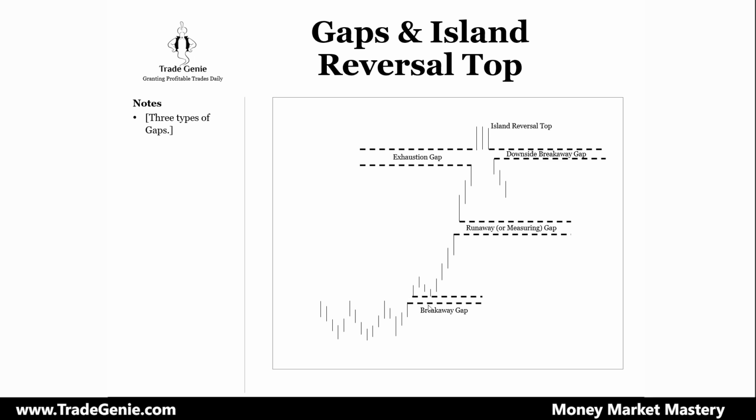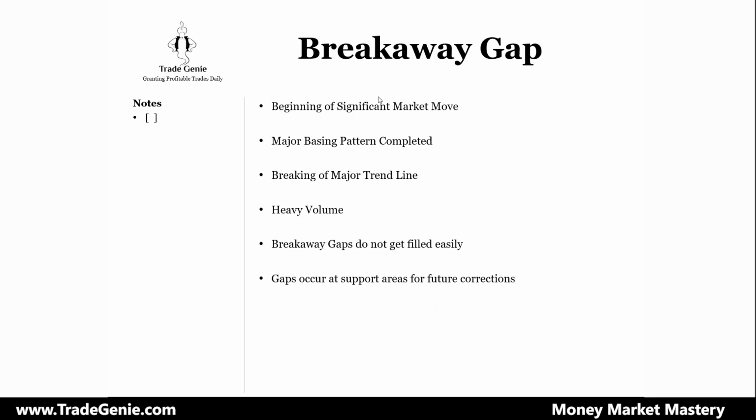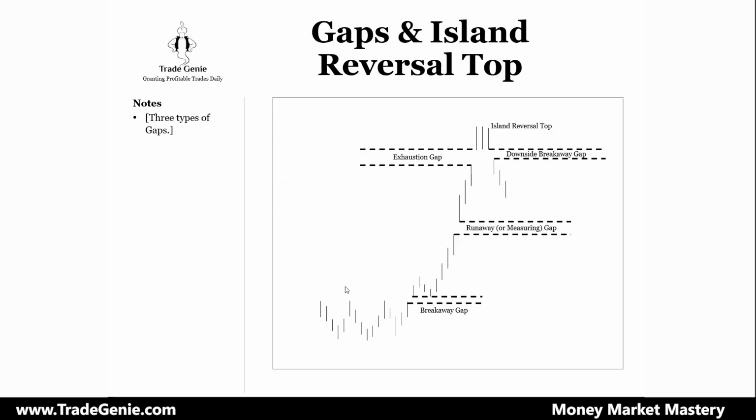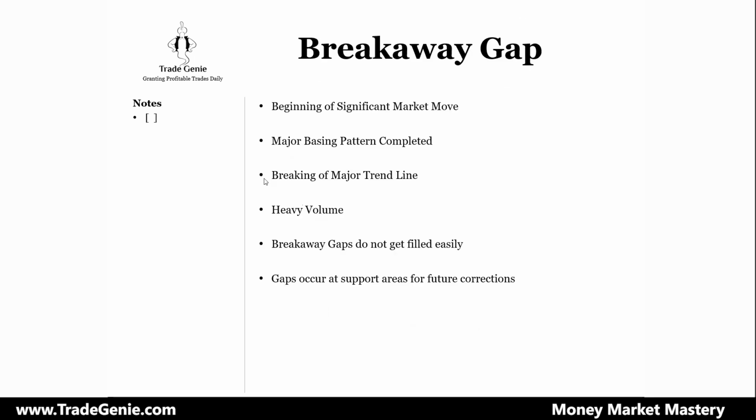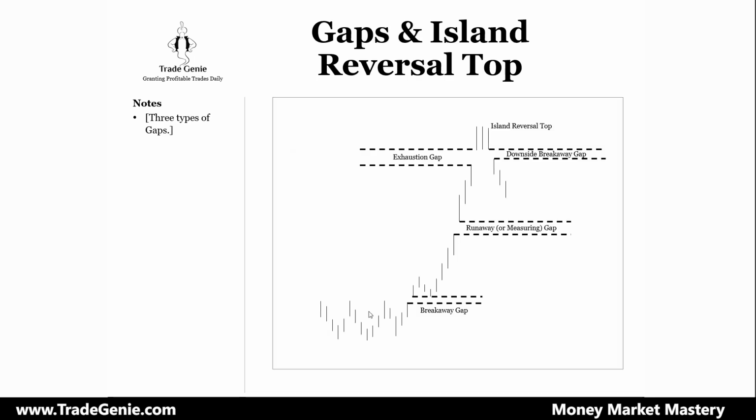You buy that because some significant move has occurred. Something has come out today, some news maybe you're not aware of, and you will know 3 days later why the market was moving. The market knows more than us. So some significant move has occurred, some major basing pattern completed, some breaking of a major trend line. If you're drawing the trend line, it would be a downward sloping trend line.